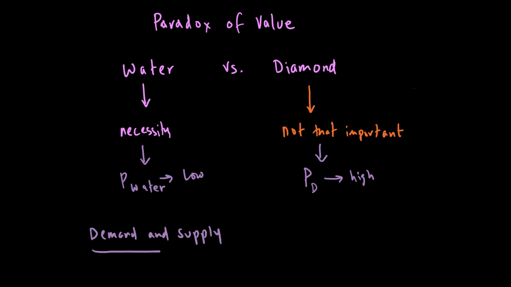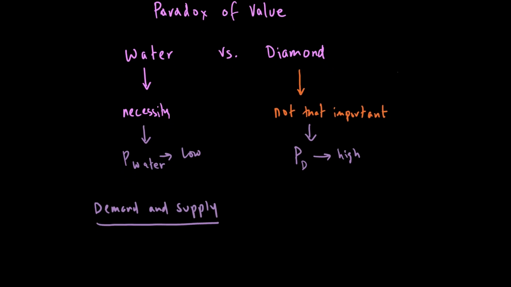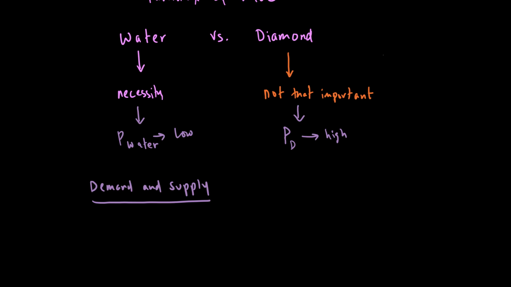And the reason is simply because of the demand and supply that goes into these goods. Look at diamond, for example. Right now, the reason why diamonds are very, very expensive is that they are very rare. And the fact that they're rare, the supply is limited. And that in turn results in us consuming less of it.